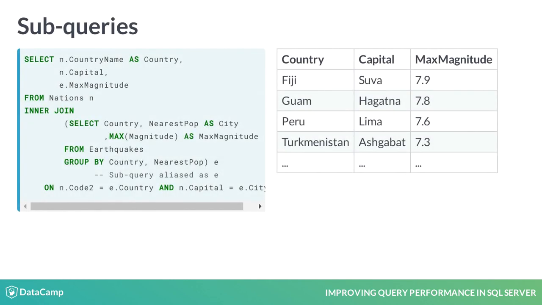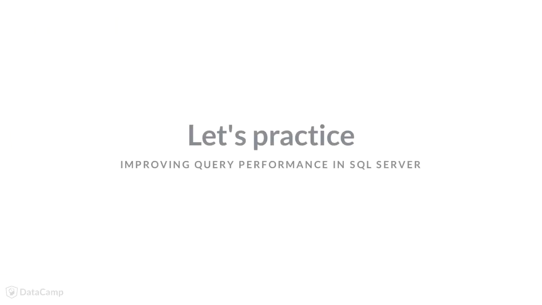When using subqueries, we need to use an alias to refer to it in other parts of the query. In this example, we want a query that returns the biggest earthquake magnitude where country capital is the nearest population to the epicenter. We join the nations table, aliased as N, to a subquery, aliased as E. Let's now practice.